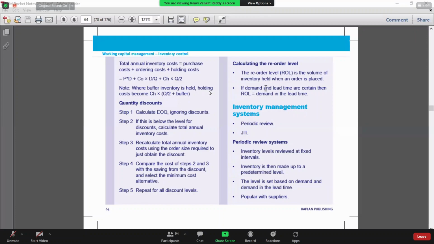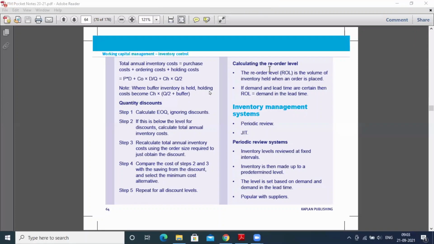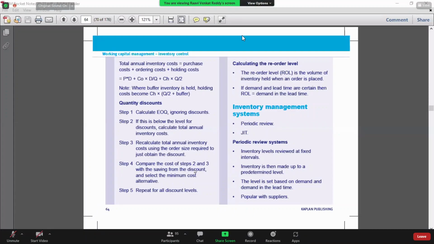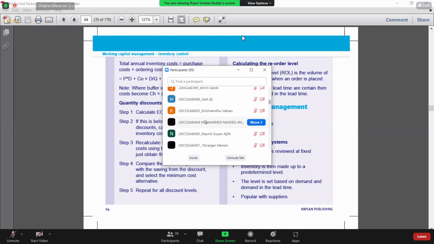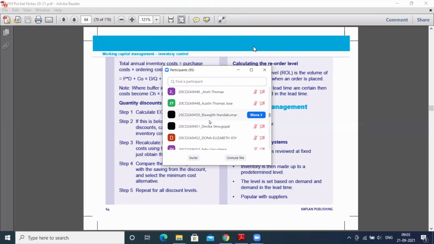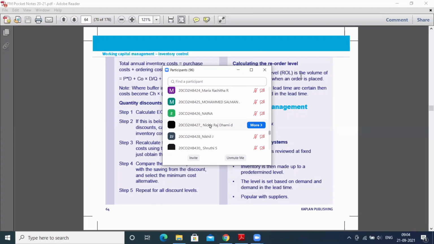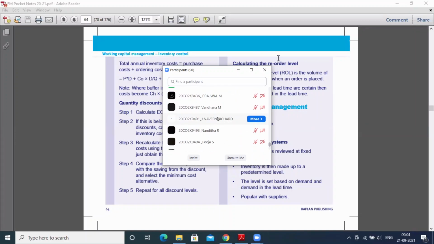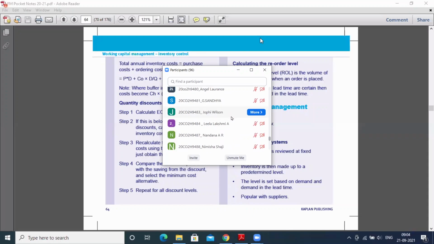So when buffer inventory is held, holding cost becomes. Now, any idea about buffer inventory? Hello, am I audible? Yes. Yes, very good. The stock which is generally used in case of meeting the emergency is known as buffer inventory.